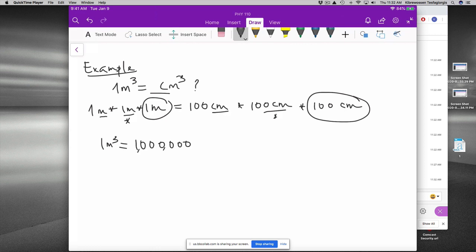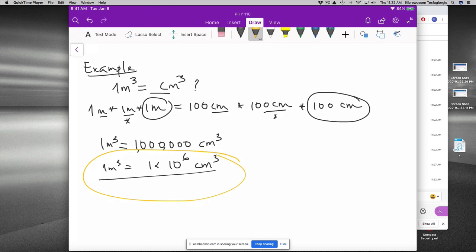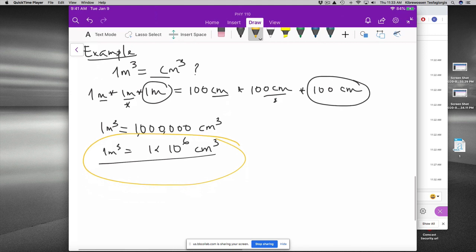So what this means is you have 1 million centimeter cubed. If you want, you can use scientific notation, and you can do 1 times 10 to the power of 6 centimeter cubed. So you proceed like that. It's not really as bad as we think. It's always just a matter of following the rules.